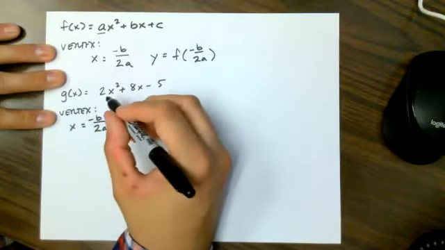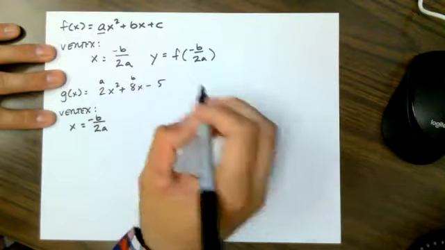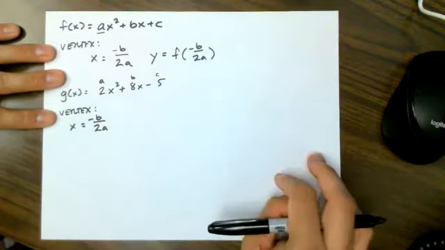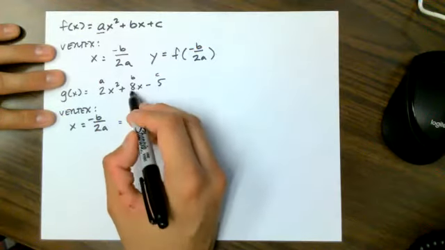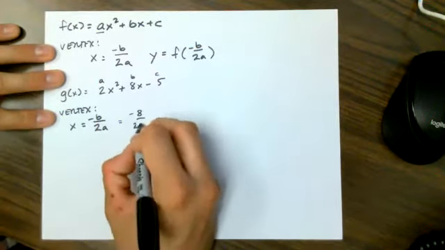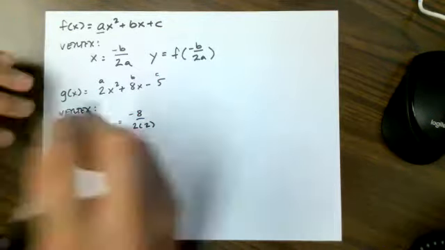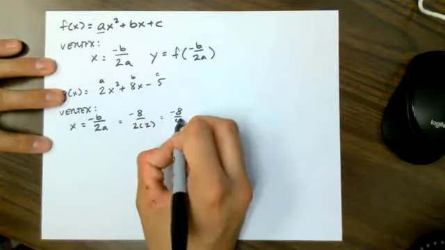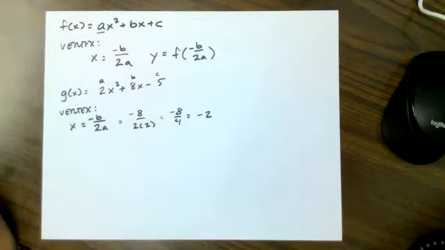Now, remember, this is our a value, this is our b value, and this is our c value, okay? So negative b over 2a, that's going to be negative 8, that's the b value, over 2 times 2, okay? The a value is 2. So we wind up with negative 8 over 4. So we wind up with negative 2, okay? That's our x value.